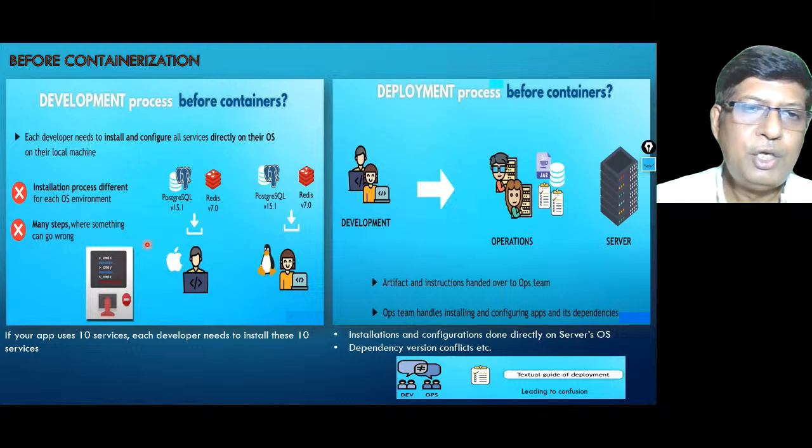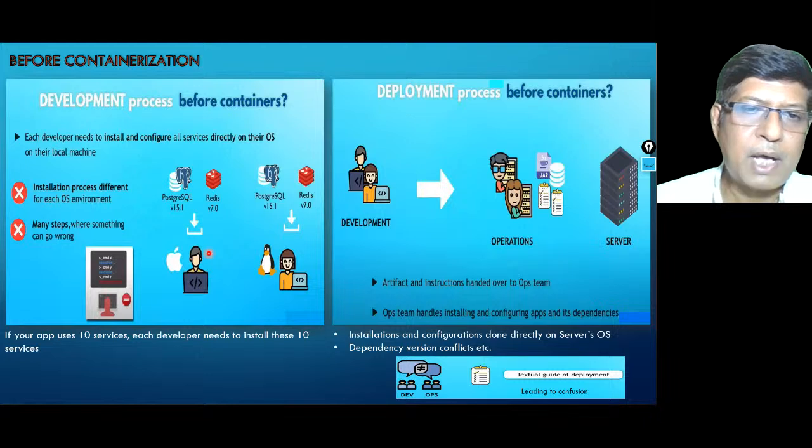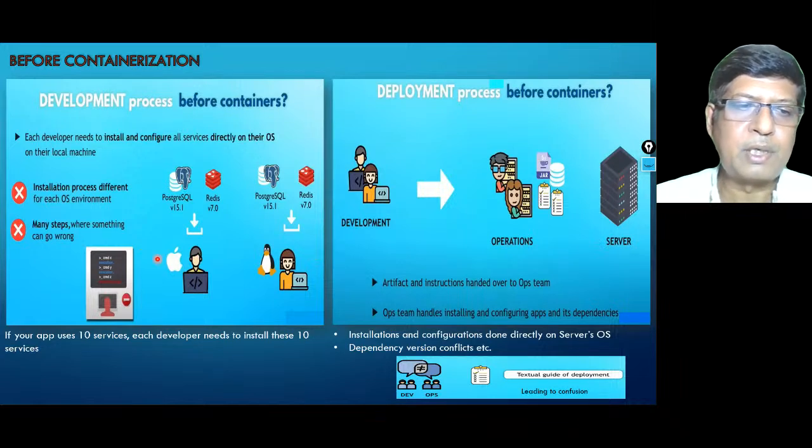Okay, you have PostgreSQL, which is a database, and Redis, let's say version 7. Both will have different installation steps and different configuration steps. Let's say this is an Apple machine, a Mac, and this is, let's say, a Red Hat machine. So they will have two totally different installation steps and configuration processes.